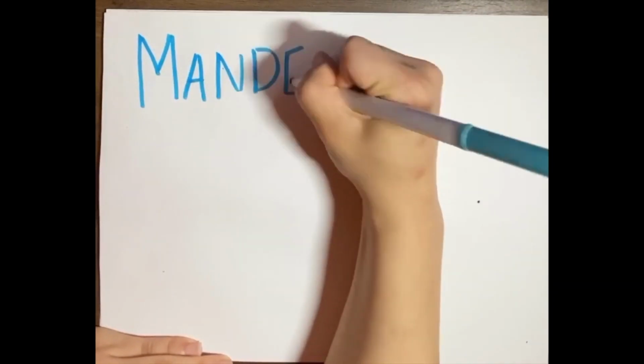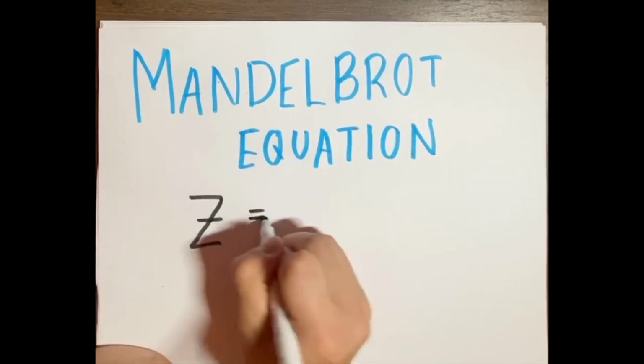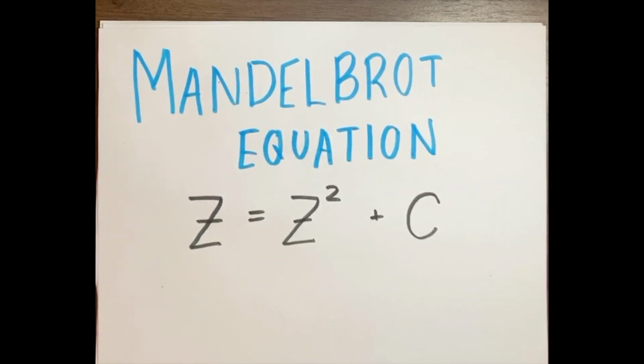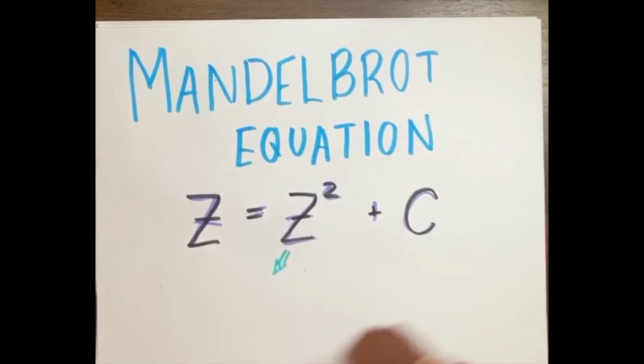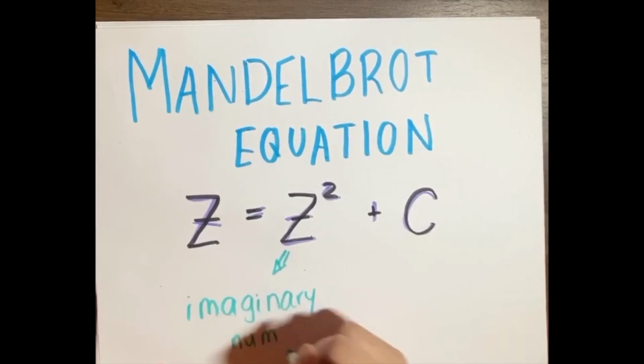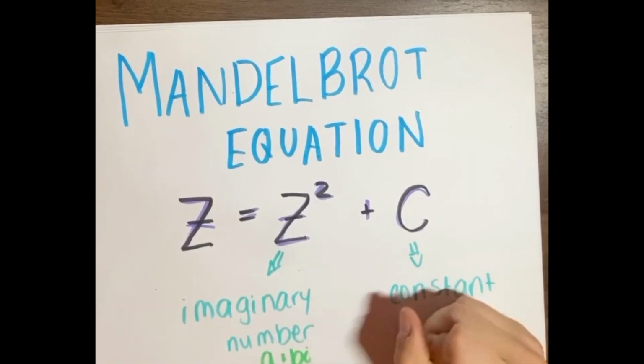He came up with the equation z equals z squared plus c. Here, z is an imaginary number in the form of a plus bi and c is a constant. Mandelbrot tried out different constants for c and found all of the possible solutions for z. He called each of these sets of numbers a Julia set.